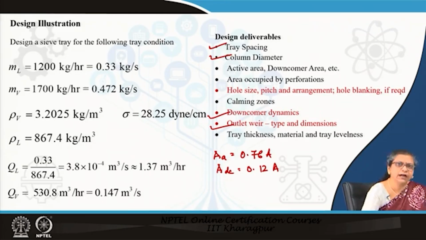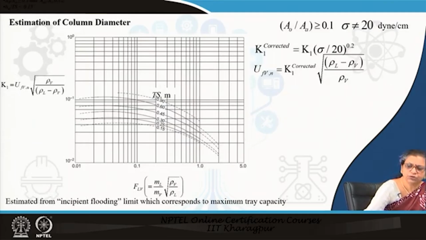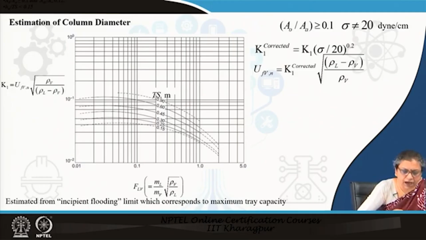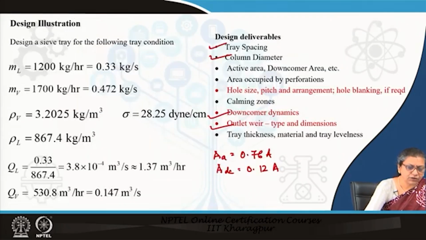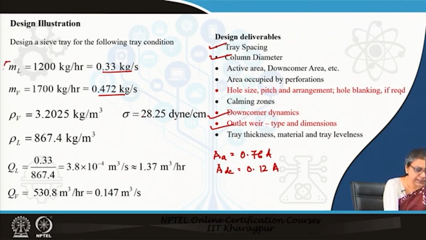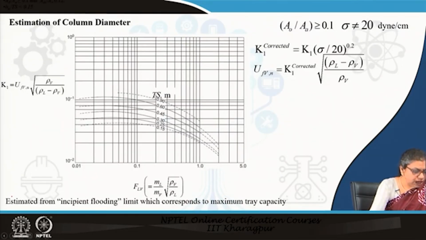So, with what do we start? We start with the diameter. You are aware of this particular graph which was shown to you, the graph based on which we are going to find out the diameter. Here the data are already given to you: the liquid flow rate, the vapor flow rate, and the vapor and liquid densities. Based on that, I have already calculated the volumetric flow rates for your convenience. So, now let us proceed.